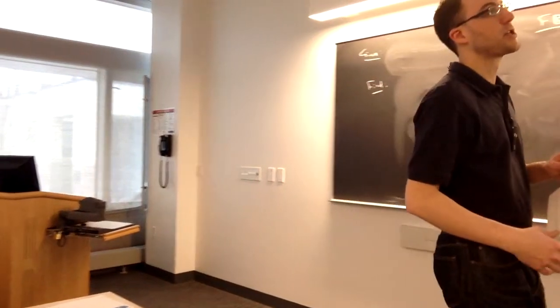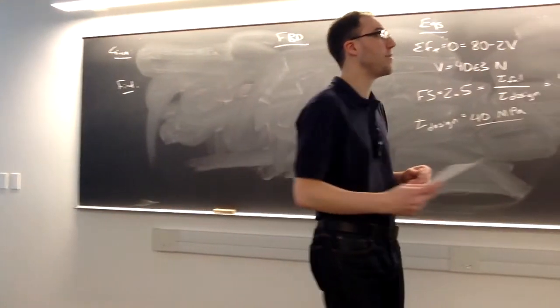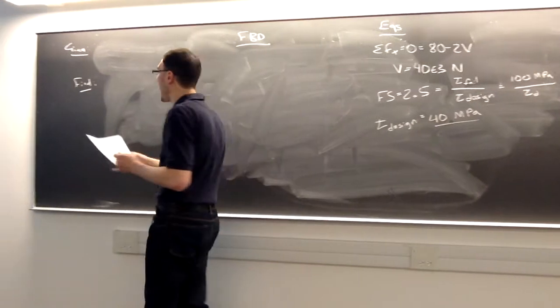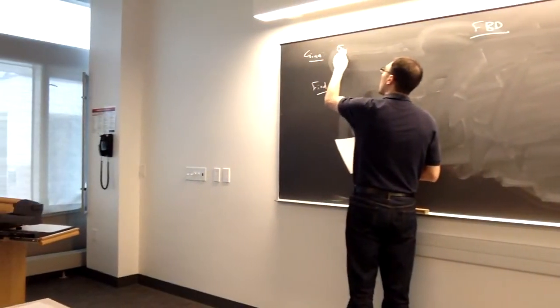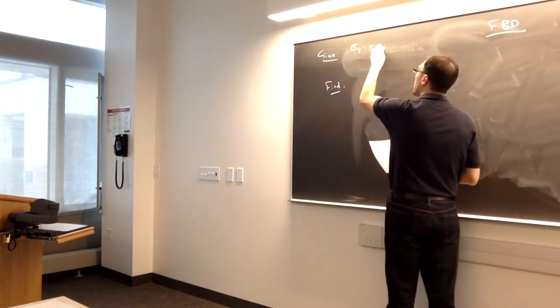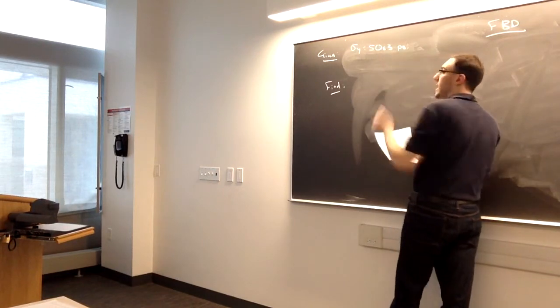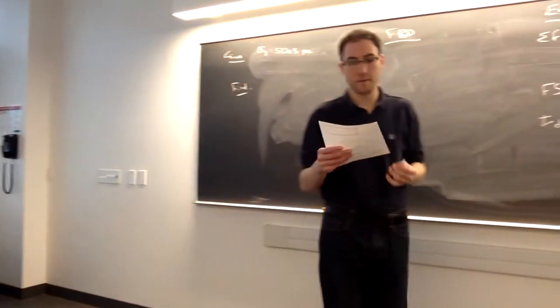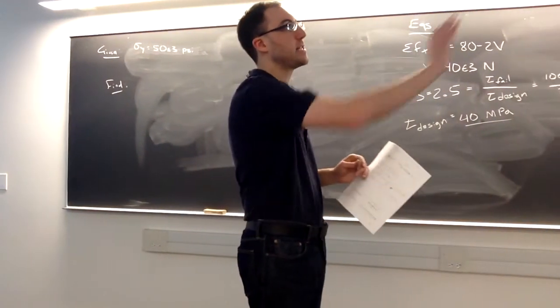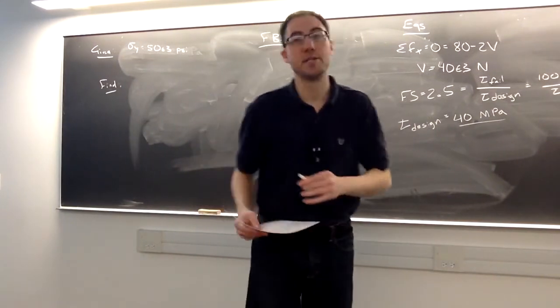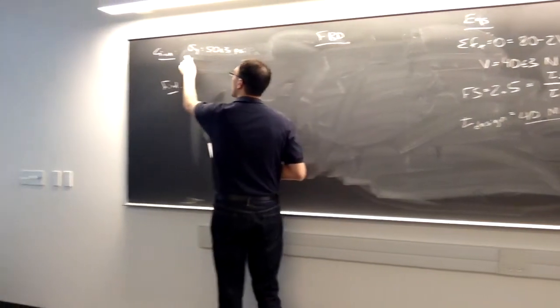This material has a yield stress. Again, we'll get into the definition of that. Yield stress of 50 KSI, or 50,000 PSI, to take it into base units. The thickness, or the into-the-paper dimension, is 0.5 inches.